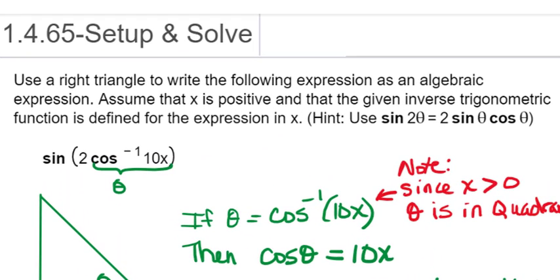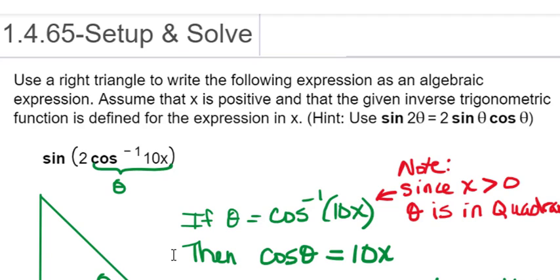Let's get started. In this video, we're going to use a right triangle to write an algebraic expression for a trigonometric expression involving an inverse trig function. So it says, use a right triangle to write the following expression as an algebraic expression. Assume that x is positive and that the given inverse trigonometric function is defined for the expression in x. Hint, use sine of 2 theta equals 2 sine theta cosine theta.